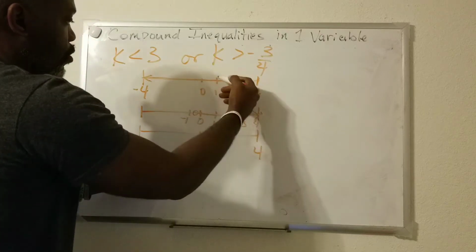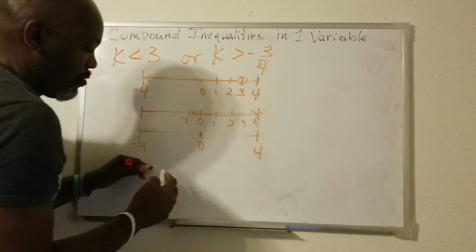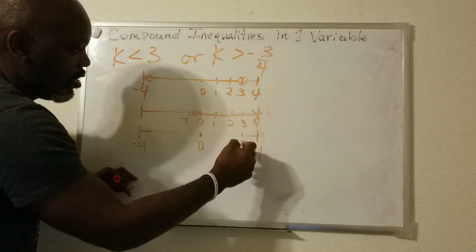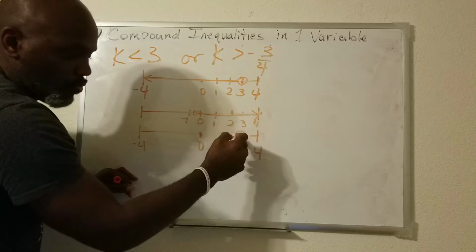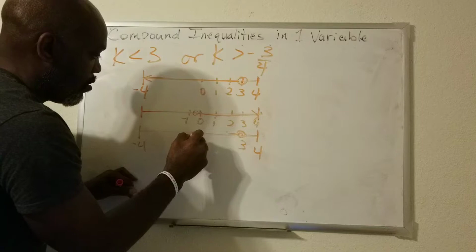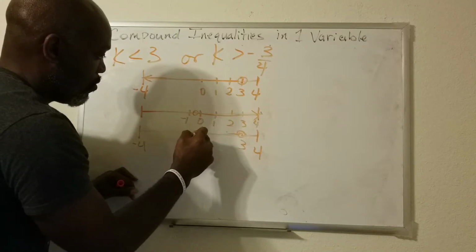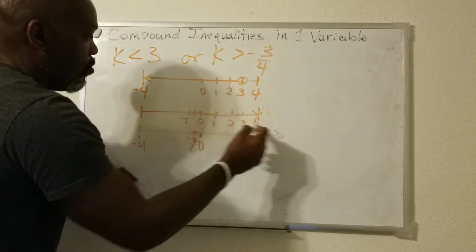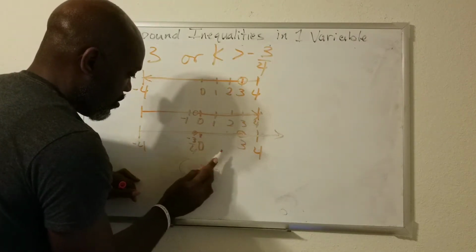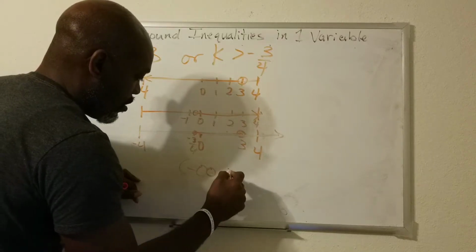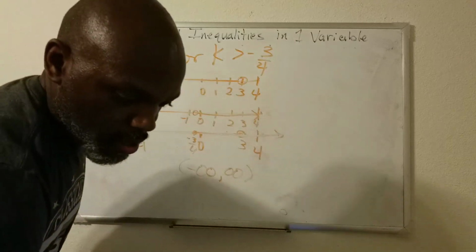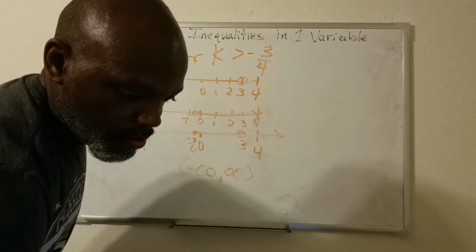All right. So if we were to stack them on top of each other, what we would end up with is 3 going this way, right? And then -3/4 would go this way. And so you would have negative infinity, positive infinity. So any answer would satisfy that equation. Okay?